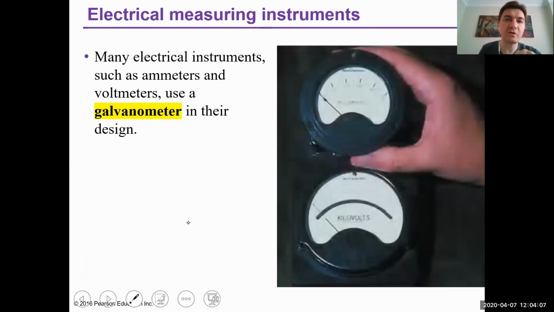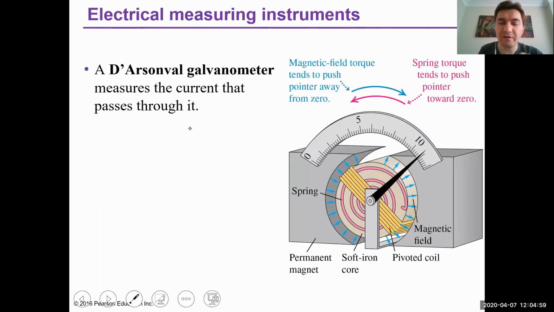So now let's continue with the electrical measuring instruments. How to measure the currents, how to measure the voltage difference, how to measure the resistance of the resistors by using instruments. We are using many electrical instruments. For example, this is a voltmeter. This is an ammeter, which measures the current. Both of them include a galvanometer.